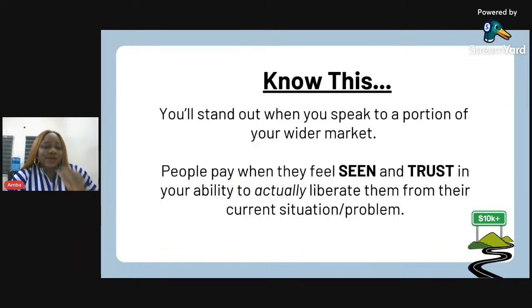You stand out when you speak to a portion of your wider market, a group of people with a specific problem that you can channel, a specific problem that you can meet demand. A portion of the wider market. People pay when they feel seen and trust in your ability to actually liberate them from their current situation. That's why people pay high tickets. That's why people will easily pay you. If they feel like you've seen them, they feel like you know them well enough, they feel like you can solve their problem. If you know them well enough, you can solve it.